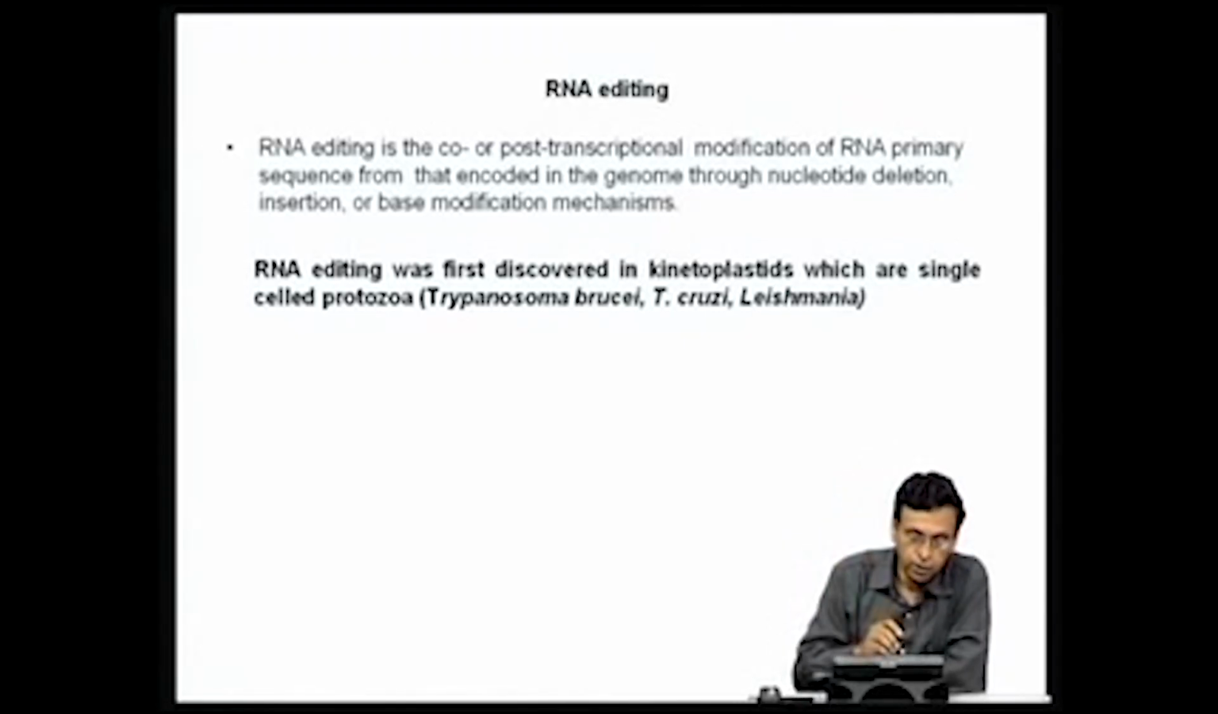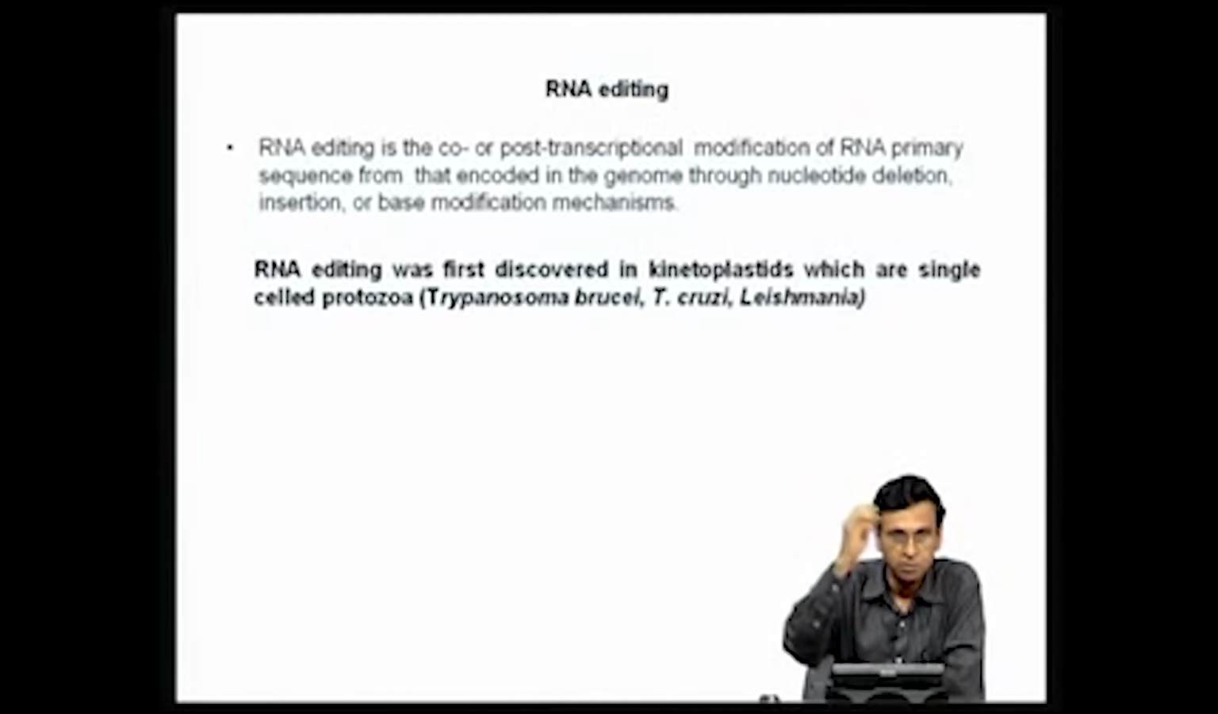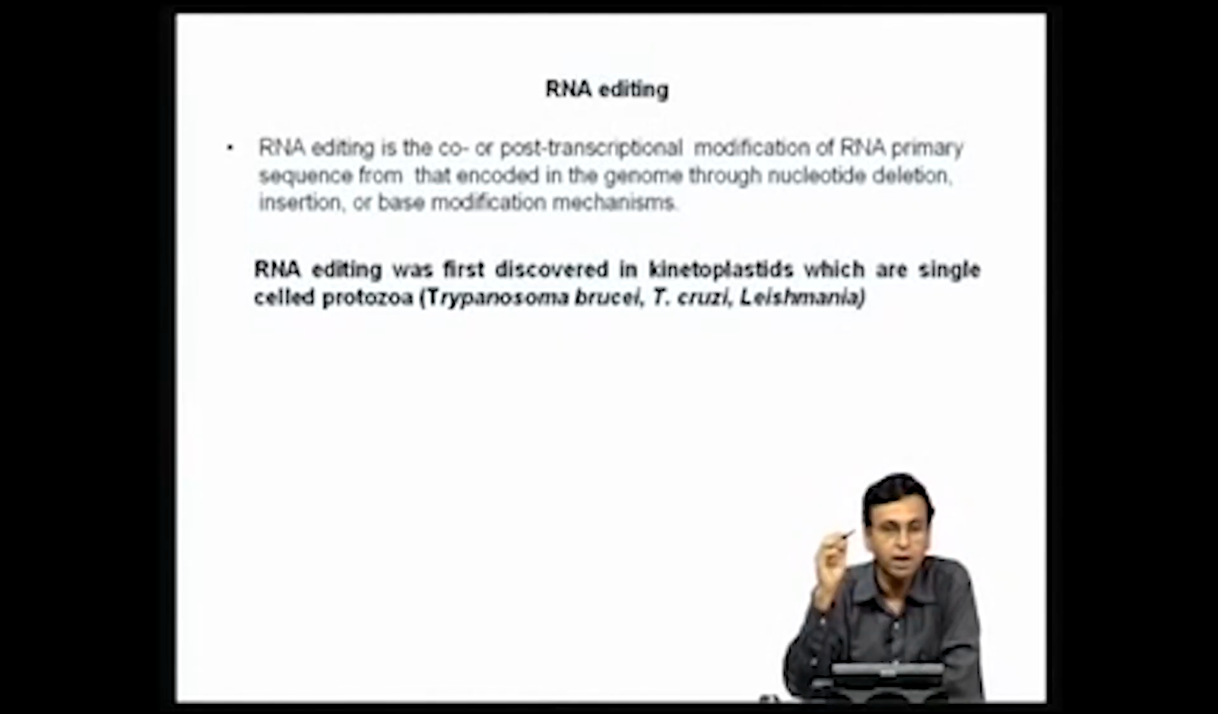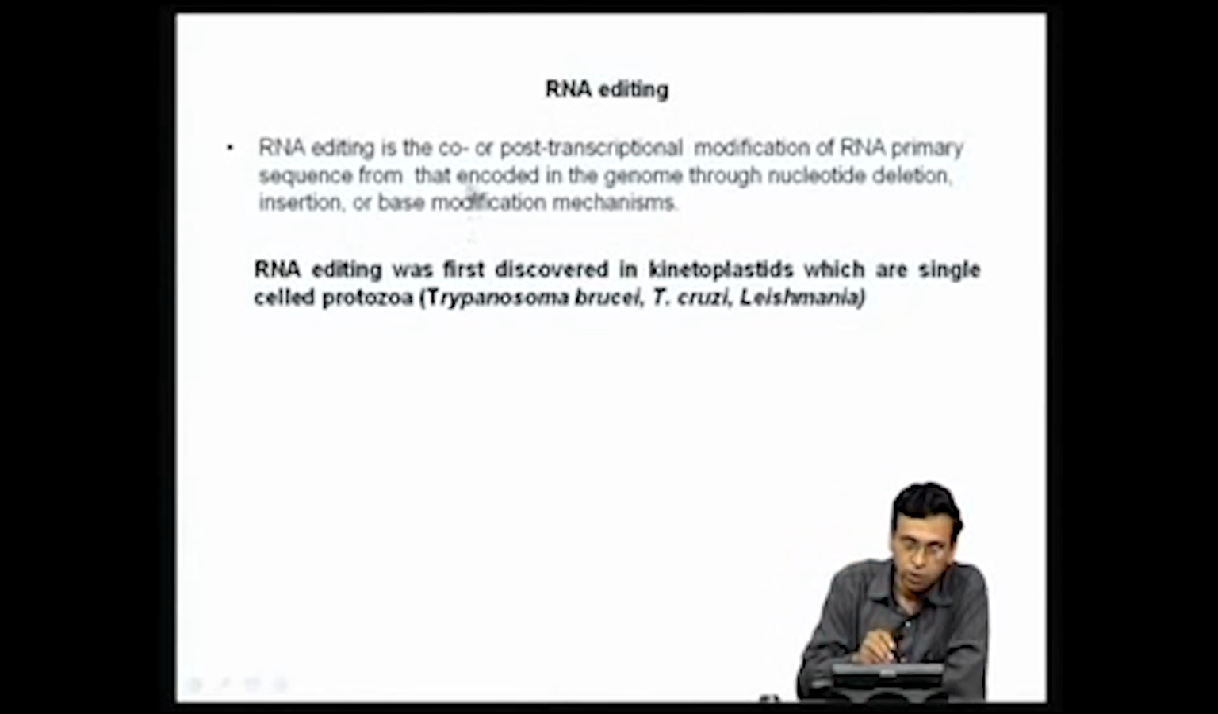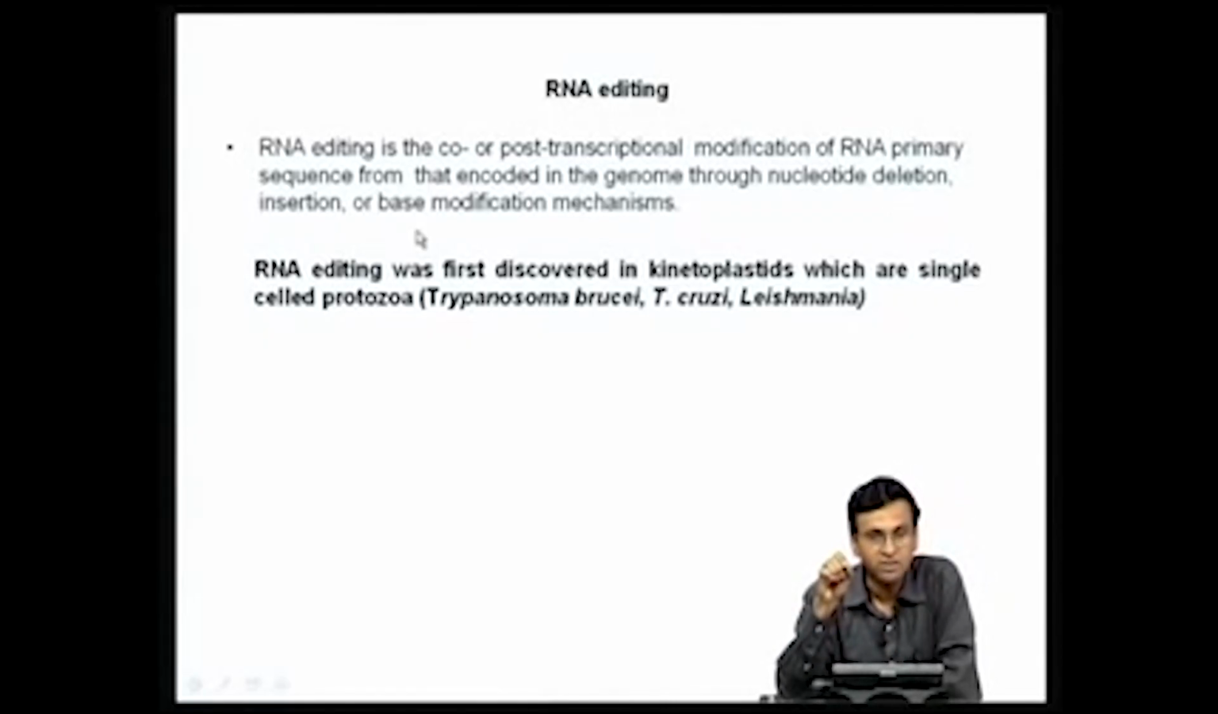Okay. So we discussed mRNA splicing, mRNA capping, mRNA polyadenylation. There is also a mechanism called RNA editing. Now what is RNA editing? RNA editing is again a co- or post-transcriptional modification of the RNA primary sequence from that encoded in the genome, through nucleotide deletion, insertion or base modification mechanisms.